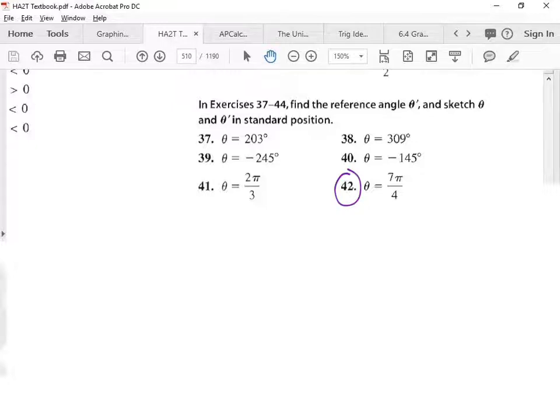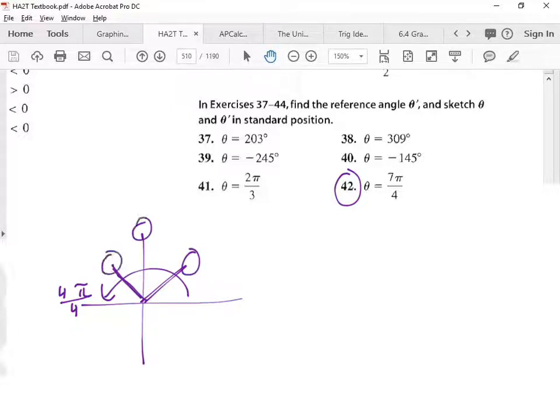I know that right away because if I go pi, that would be 180, right? I want to write that with a denominator of 4 because then it helps me see where the 7 pi over 4 is probably going to be. Now, if I have 4 pi over 4 right there, that means there's 4 sections right here: 1 pi over 4, 2 pi over 4, 3 pi over 4, 4 pi over 4. We got that?